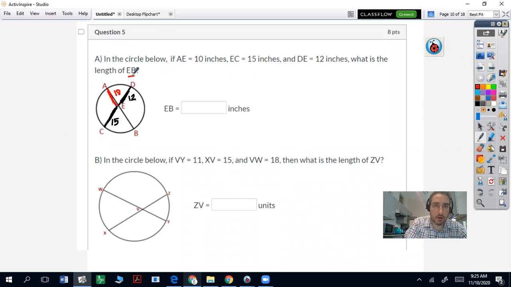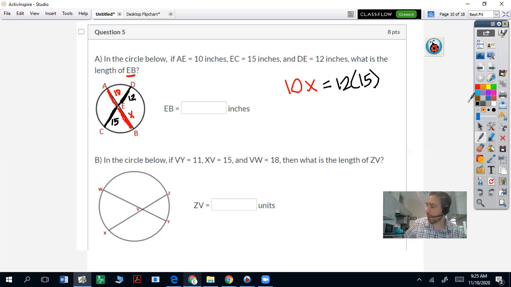So EB here is in the same chord as AE, so I'm going to put an X there. And then my relationship is that the two segments in one chord will multiply together to equal the two segments in the other chord. So I would say 10 times X is going to be equal to 12 times 15. So 10 times X equals 12 times 15.